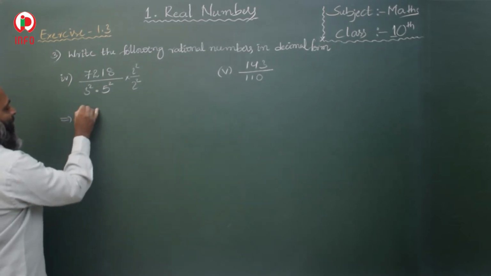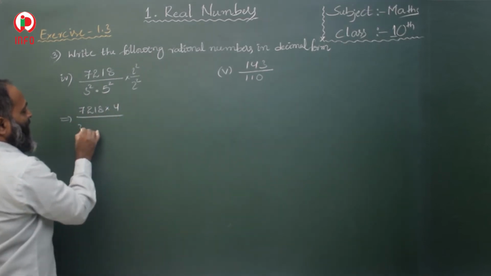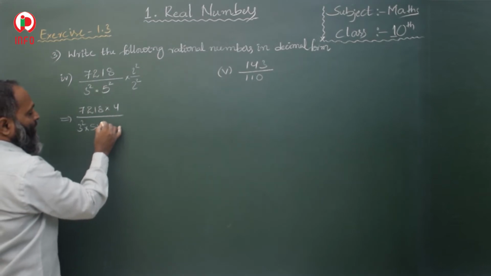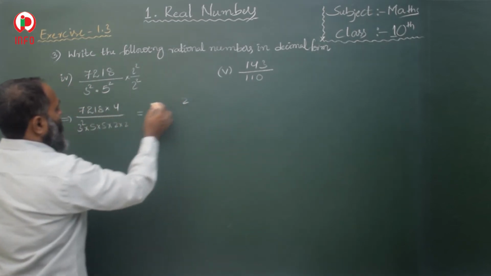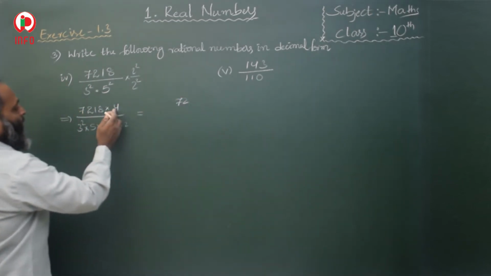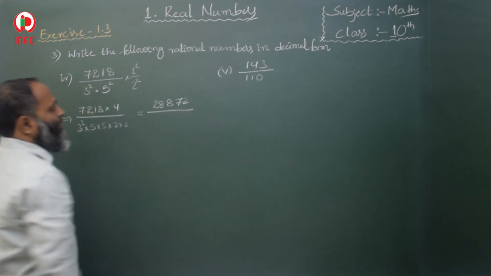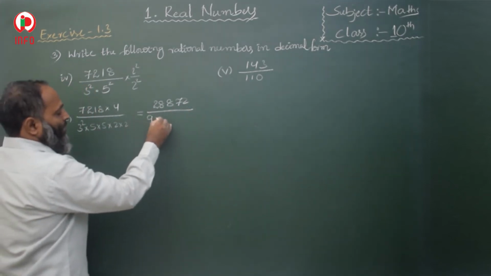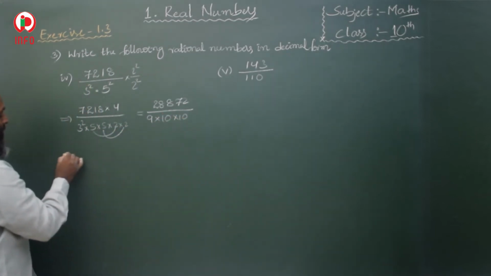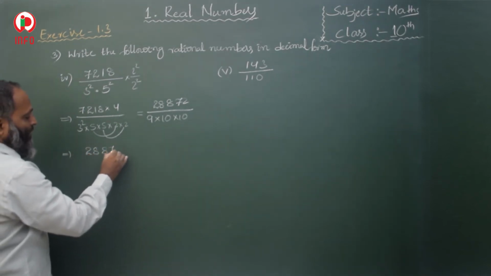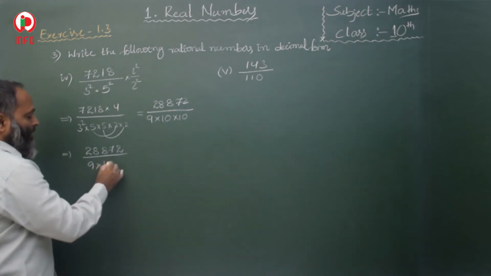So then 7218 into 2 square, that is 4, by 3 square as it is. 5 square means 5 into 5. 2 square means 2 into 2. Then 4 8's are 32, 4 1's are 4 plus 3, 7, 4 2's are 8, 4 7's are 28. So 28,872 by 3 square is 9 into 5 2's are 10, 5 2's are 10, 10 into 10. Then 28,872 by 9 into 10 tens are 100.